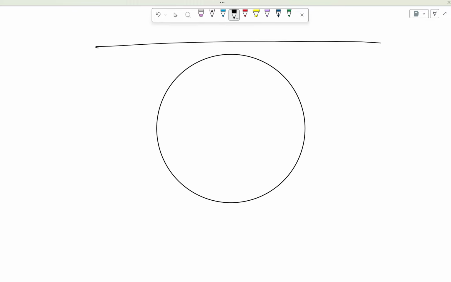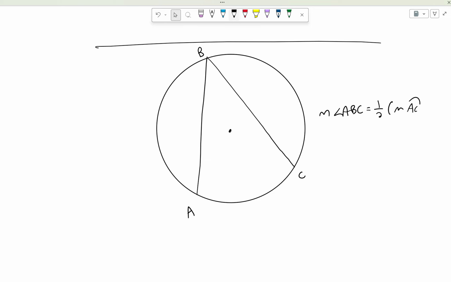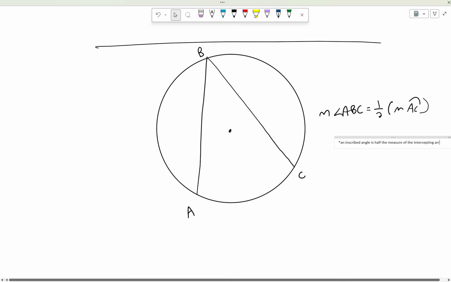Now, if I do the following, we're going to have an inscribed angle. So rather than forming the angle at the center, I'm now going to form this guy inscribed. So I have A, B, C, and the measure of angle ABC is going to be equal to half of the arc of AC. ABC is what we refer to as an inscribed angle. An inscribed angle is half the measure of the intercepting arc.